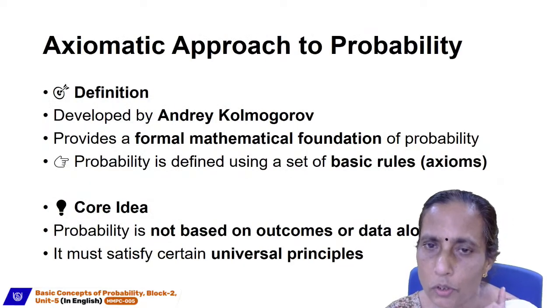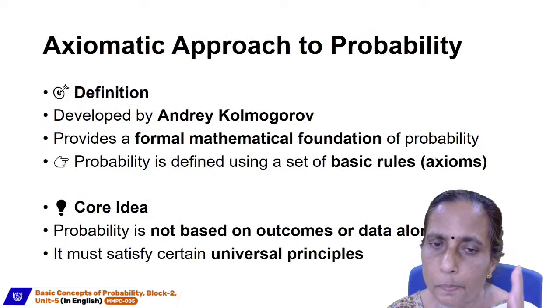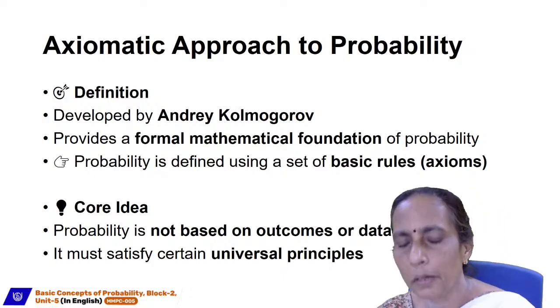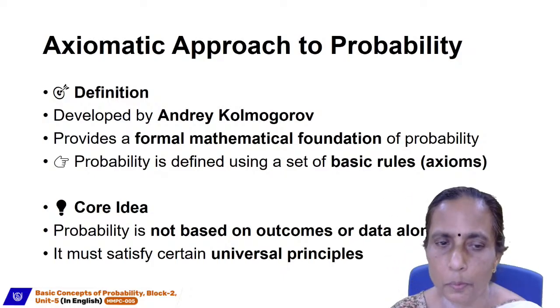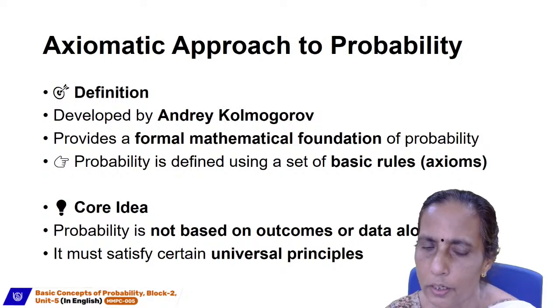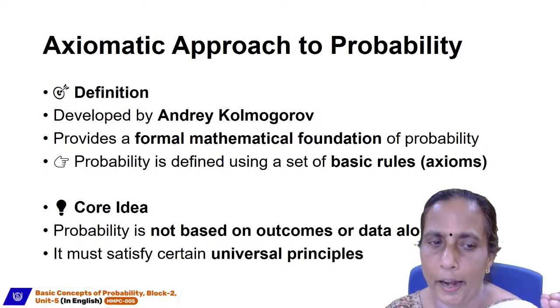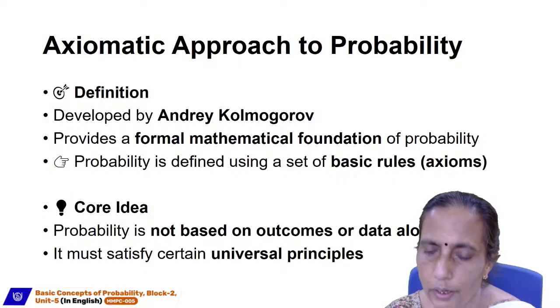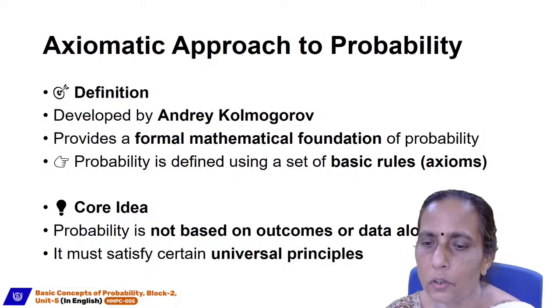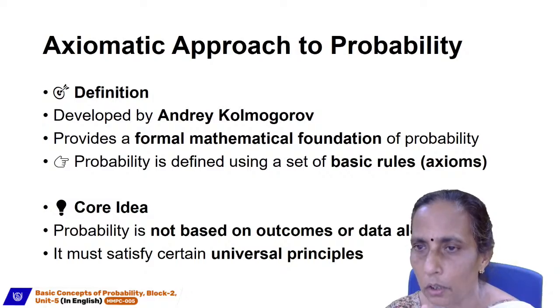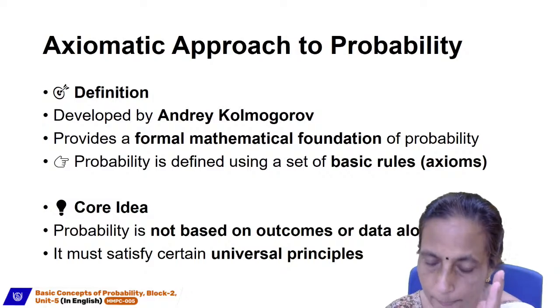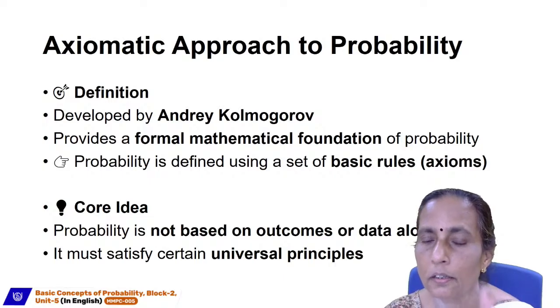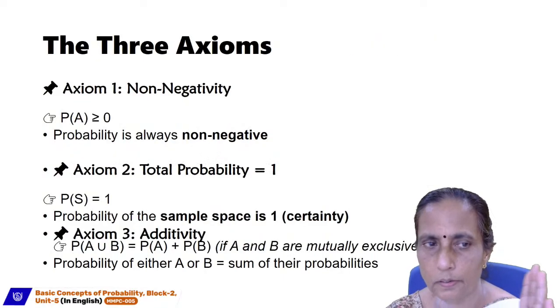Then the axiomatic approach to probability was developed by the statistician, or mathematician, Kolmogorov. It provides a formal mathematical foundation of probability, and here probability is defined using a set of basic rules called axioms. The core idea is that probability is not based on outcomes or data alone, but it should satisfy certain universal principles.